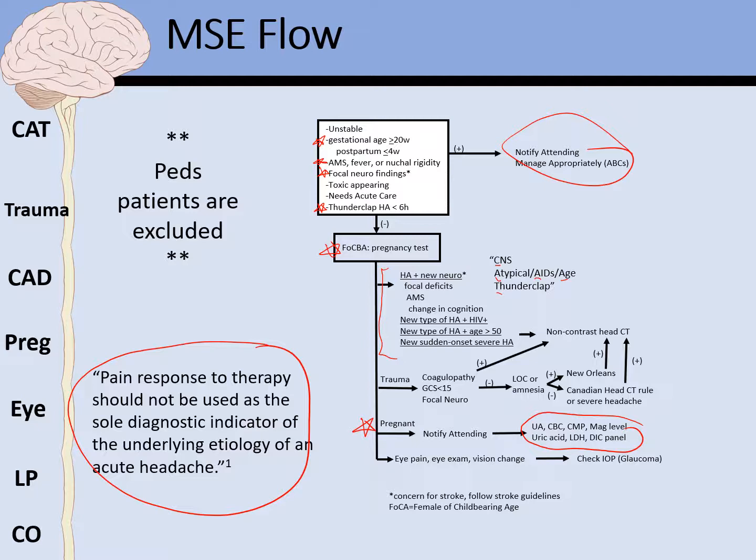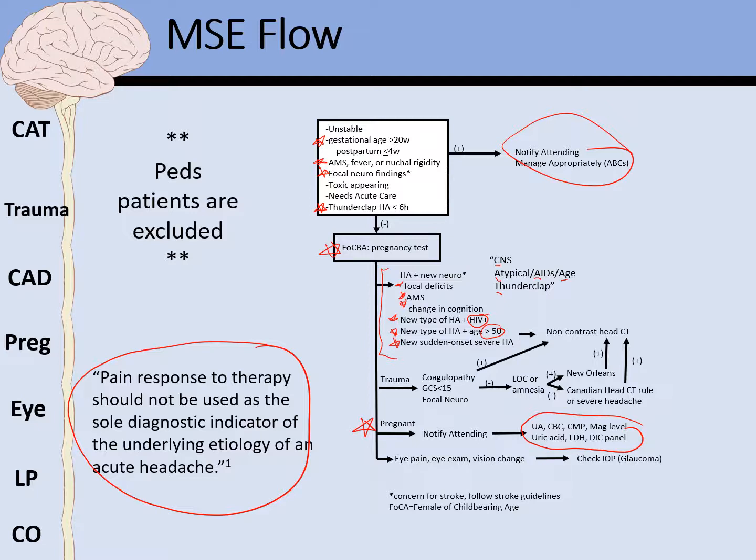CNS refers to a headache with neural findings such as focal deficits, altered mental status, or change in cognition. Atypical, referring to a new type of headache, such as a feature different from prior headaches in anyone who is HIV positive or over the age of 50. Thunderclap refers to a new sudden onset severe headache.